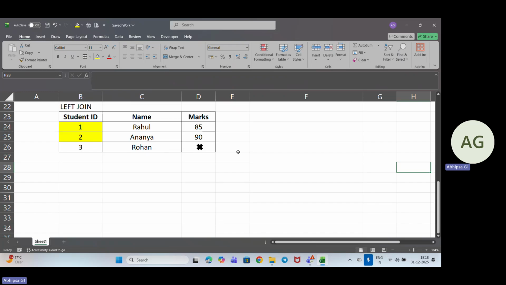But for the marks part, it would be kept vacant. Okay, so Rohan is kept because he is there in the left table. So what are the parts that need to be considered here? We will be keeping all rows from the left table. We will be adding the matching data from the right table. If there is no match, we will keep that part empty, but we will keep the data accordingly. Okay. This comes to the left join.